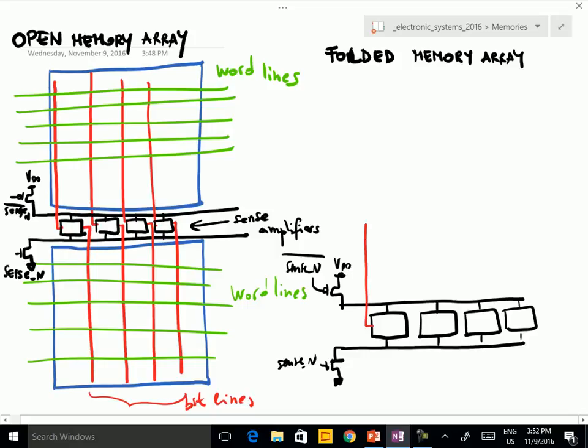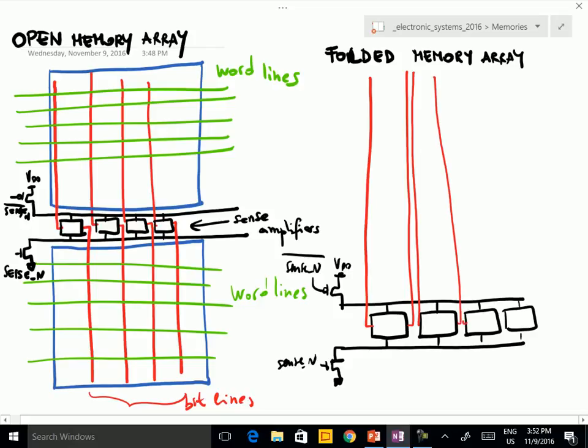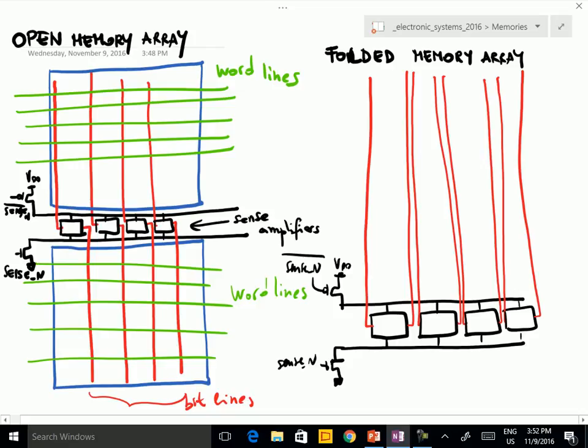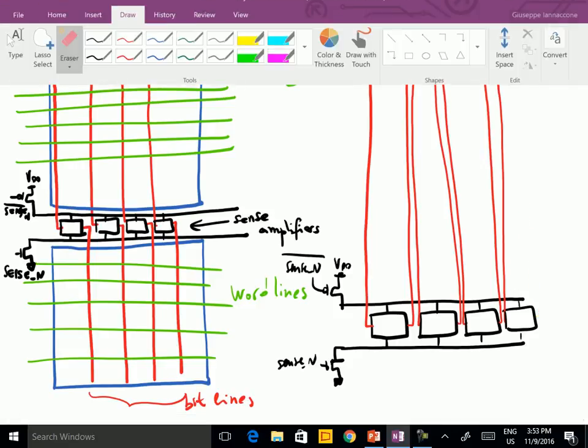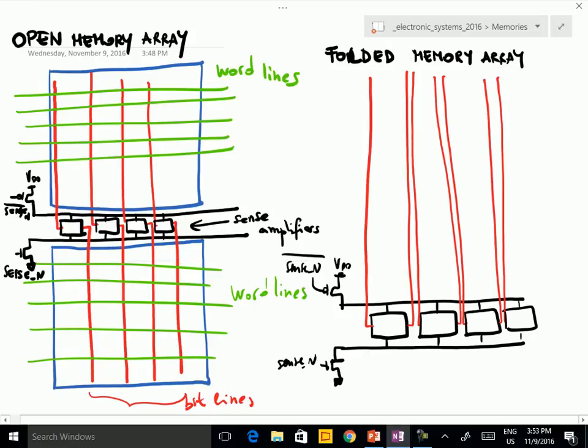For example, here, and here, here, here, here, here, here. Okay, so they are all on the same side.